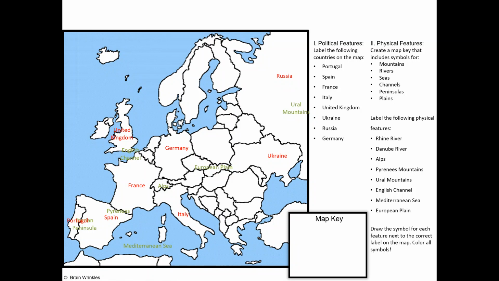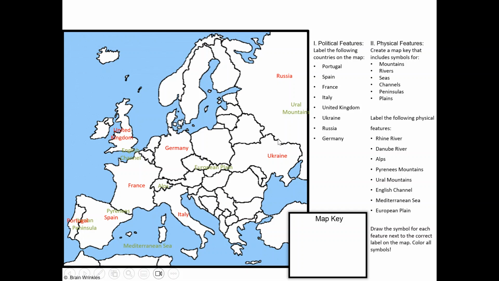So with that being said, let's look at all the red. I put all the political features in red. So let's look through countries. So let's start from Portugal. Portugal's right here. Spain. Then we go to France, Italy, Germany, and we have United Kingdom, Russia, and of course, Ukraine.